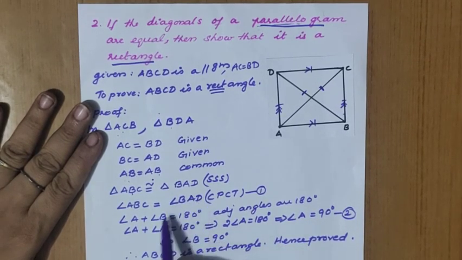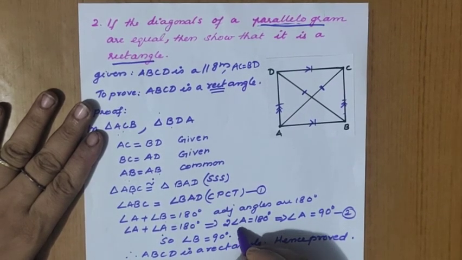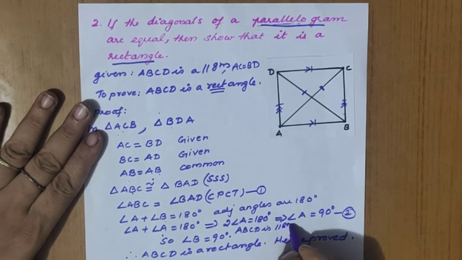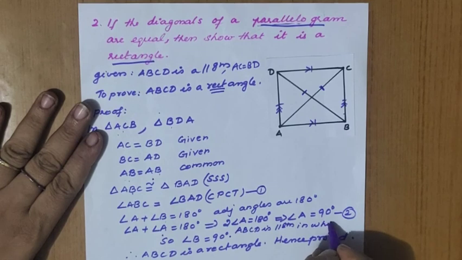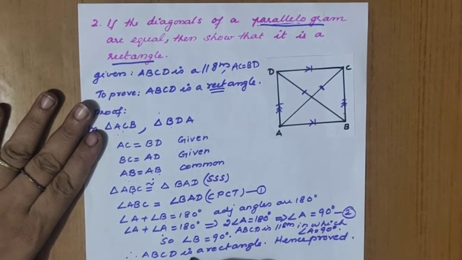Now by this CPCT, both are equal. So either 2A equals 180 you can write, or 2B equals 180. We have taken 2A: 2 into angle A equals 180 degrees, therefore angle A equals 90. So angle B equals 90 degrees. Now what we got? ABCD is a rectangle, hence proved. So I can write here: ABCD is a parallelogram in which angle A equals 90 degrees. Therefore, ABCD is a rectangle, hence proved.